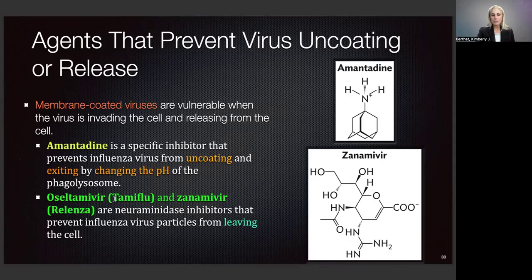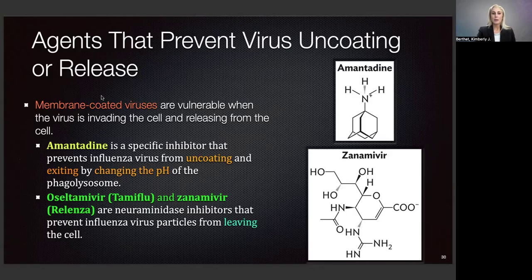So for membrane coating of the viruses, we have something like Tamiflu, which again is a neuraminidase inhibitor that prevents the viral particle from actually leaving the cell. So the virion gets cross-linked at the edge of the cell and cannot actually be exported out of the cell, so it can't go on to affect other cells around it.